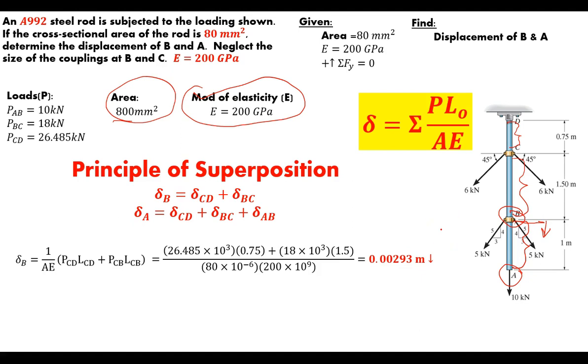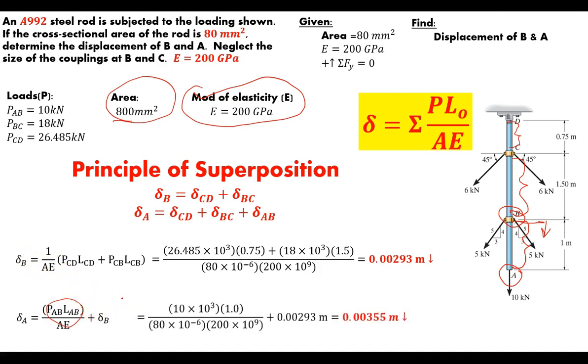Now, in order to find out what's going on at A, we need to find out what these two segments are doing plus what's going on at AB. So that's going to give us the displacement of A. So A is going to be the displacement of AB, load, length, area, modulus of elasticity, plus the displacement of B, which we already just calculated. And that comes out to, again, about 3.5 millimeters, or 0.00355 meters going downward.